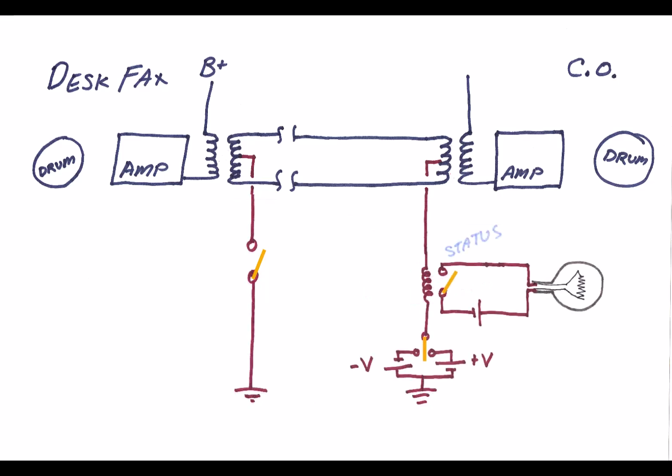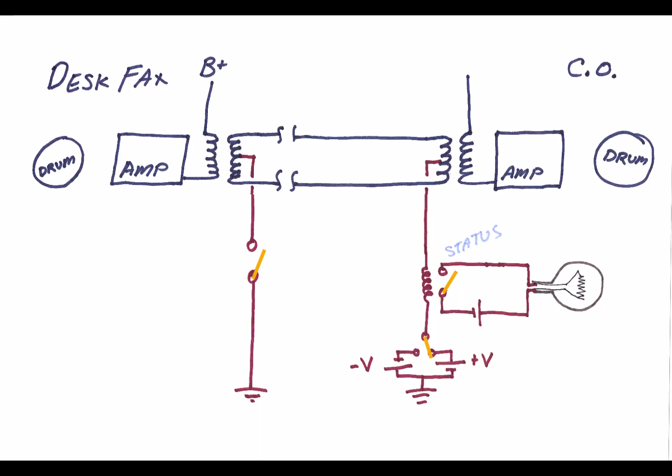To detect that status signal from the Desk Fax, Western Union may have had something more complicated, but in our little example, we can just demonstrate this by putting in the coil of a DC relay in this circuit at the central office end. And I'm going to call this the status relay since it indicates the status of the Desk Fax current. Then at the central office, the recorder or the transmitter applies either a negative or a positive voltage to the center tap through this relay coil.